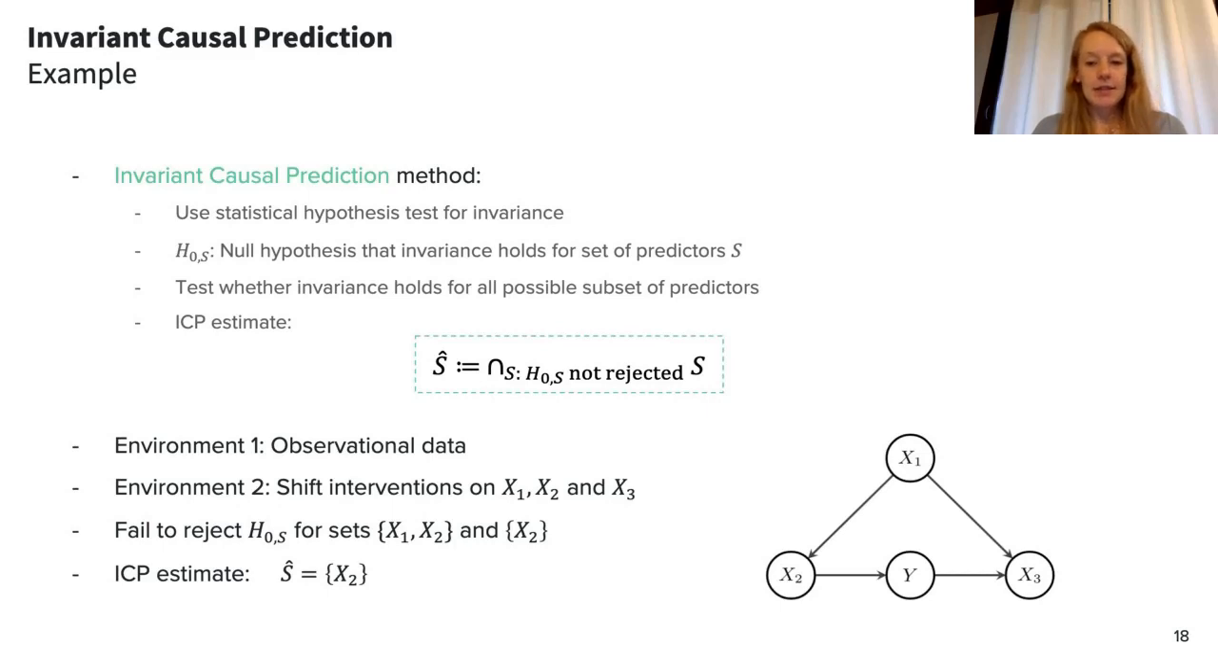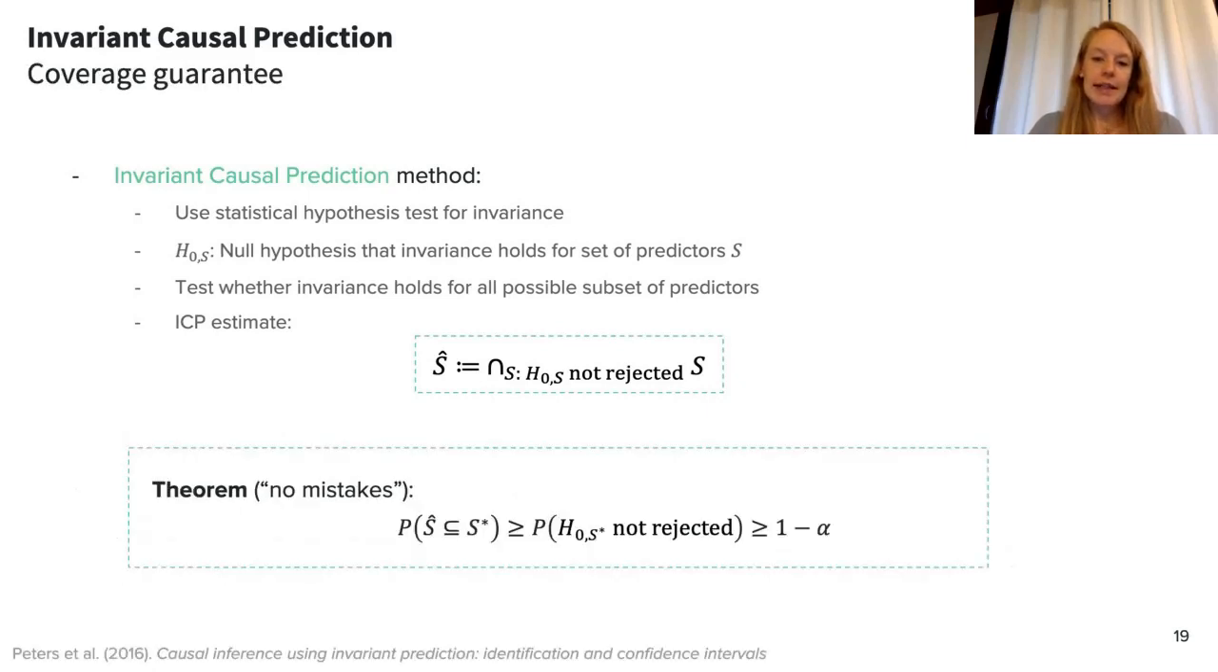So now what ICP does, it tests this null hypothesis of invariant conditional distributions for all possible subsets of the predictor variables. And here in this example, it turns out that we fail to reject the null hypothesis for two sets of predictors, namely for X1 and X2 and for X2 only. So these are all the sets we fail to reject, or also we'll say in the following that we accept. And then the ICP estimate will be the intersection of these two. So we end up just with X2 here. And in this particular case, this is already exactly the right answer. So X2 is the only causal parent of Y here in the graph.